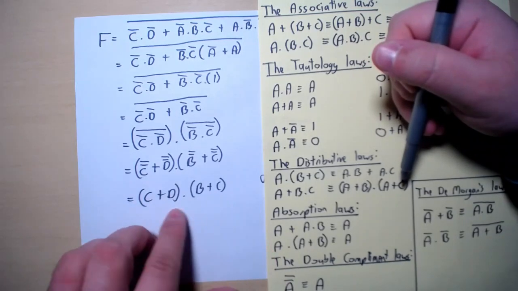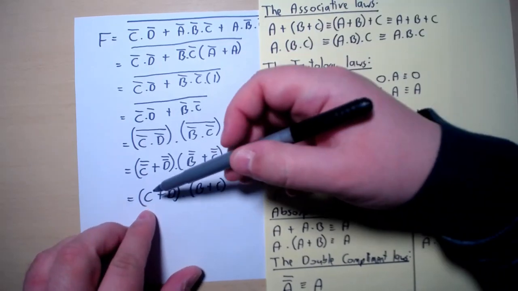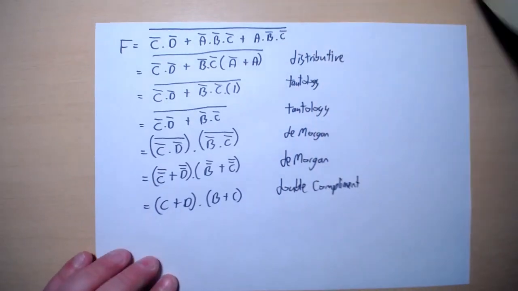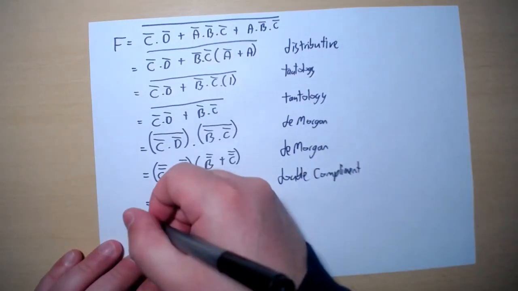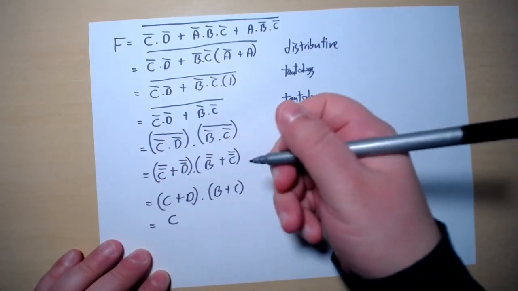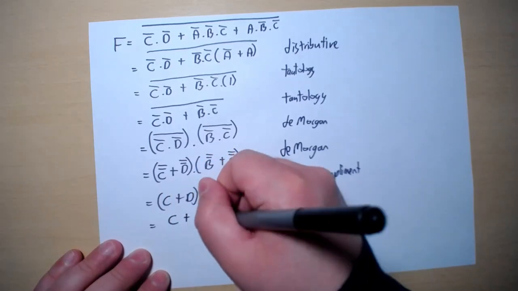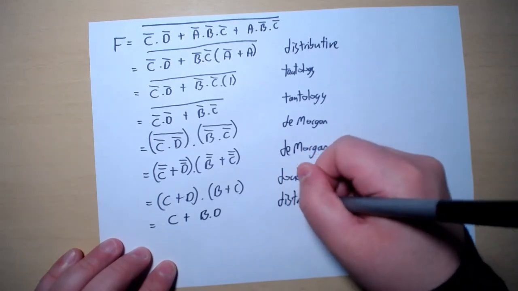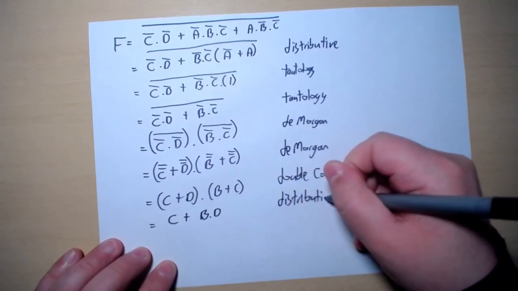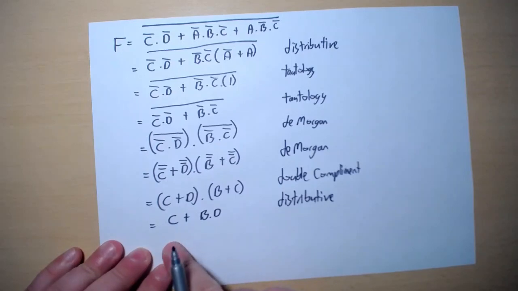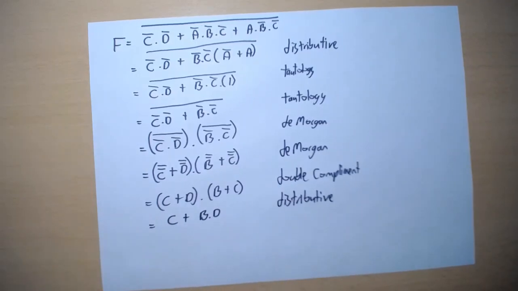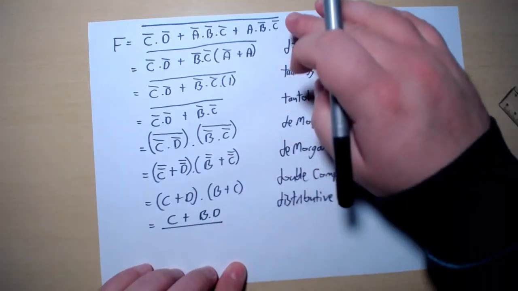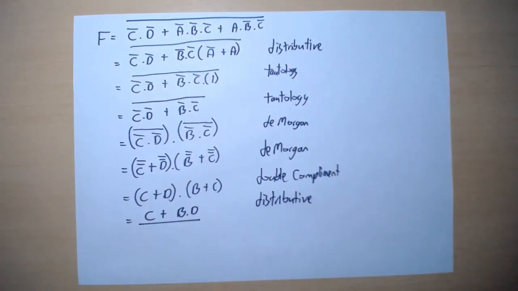So since we have C, which is common in the two terms, we can write it down using distributive as C or B and D. And like that, we have obtained the minimized version of this much more complex Boolean expression.